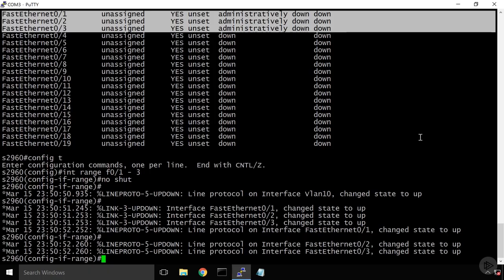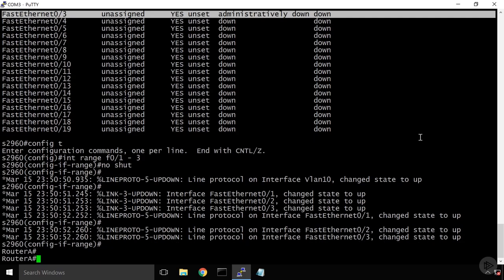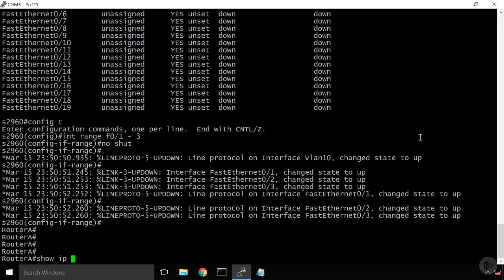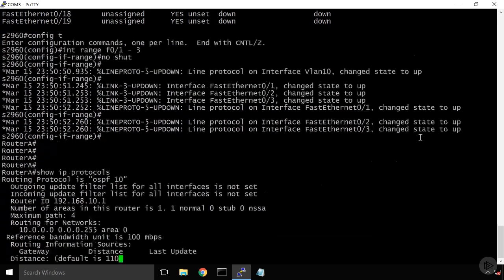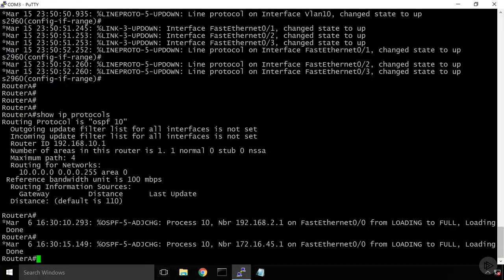Now that our interfaces are online, let's go back to router A and take a look at OSPF and see if it's been elected as our designated router. We got a message there saying that we've built a neighbor relationship now and exchanged routing table information with neighbor 192.168.2.1, which is router B, and 172.16.45.1, which is router C.